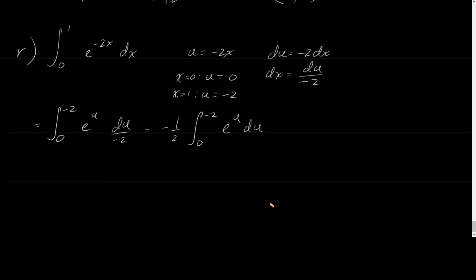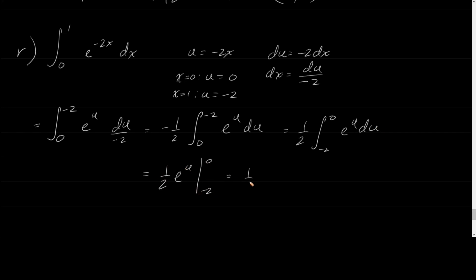But notice here in our bounds we have the top value being smaller than the bottom value. So what we can do here is flip those bounds by negating this integral. So we have really the positive 1/2 integral from -2 to 0 of e to the u du. And the integral of e to the u is just e to the u. So we have 1/2 e to the u, evaluated from -2 to 0.